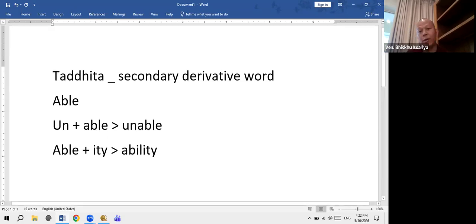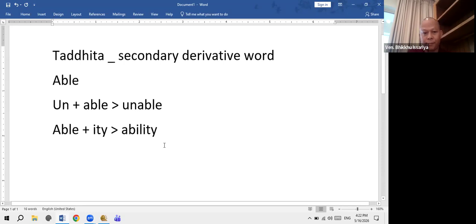It is actually not complete, but can cover the whole structure briefly. That is why maybe we can call this lecture an intensive lecture for creating new Pali words.